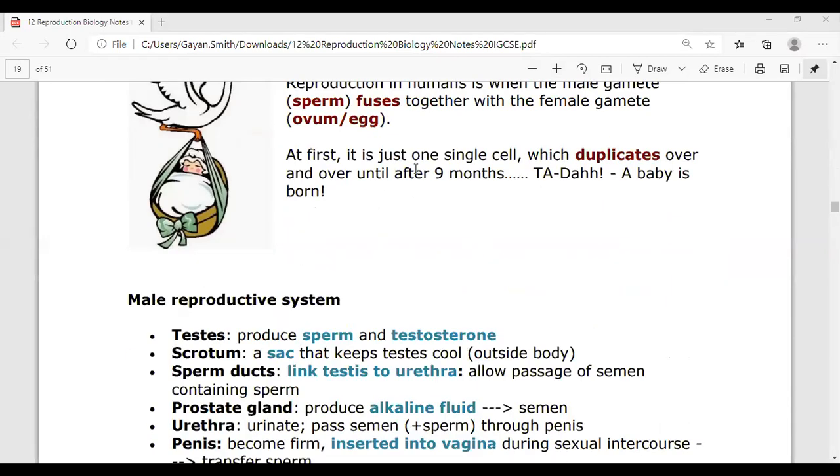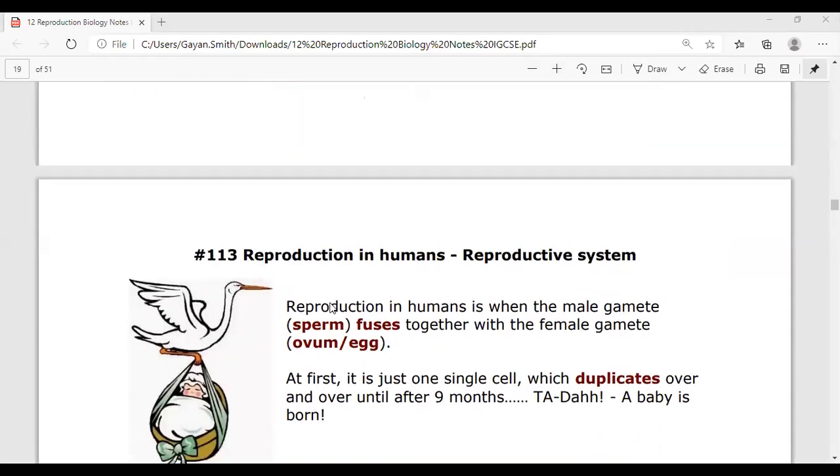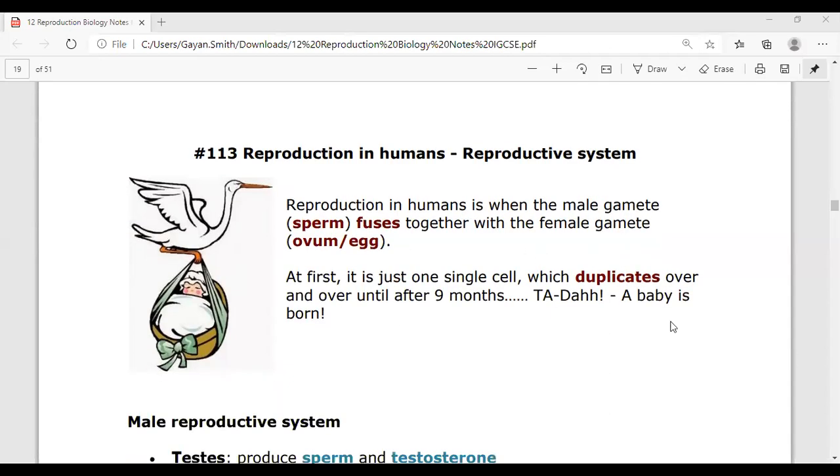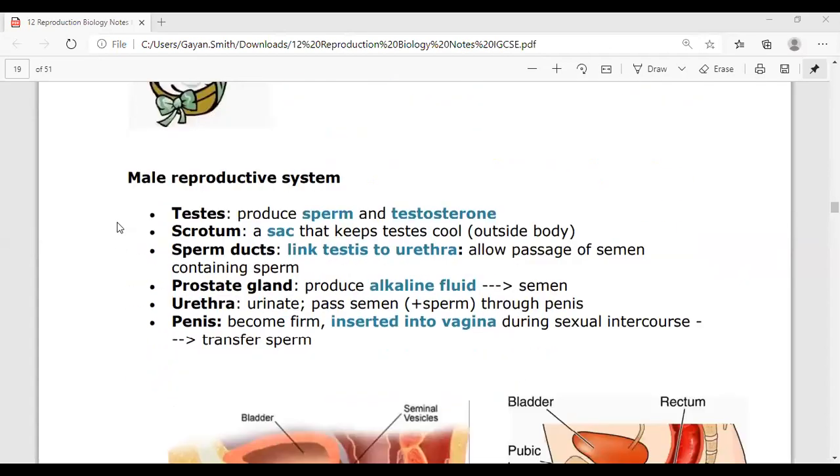So it says reproduction in humans. Reproduction in humans is when the male gamete, which is the sperm, fuses with the female gamete, which is the ovum. After the male gamete fuses with the female gamete, what is formed is one single cell, which is called a zygote. That one cell duplicates over and over until 9 months later, you have a baby. That is, of course, a very simplified version of it.